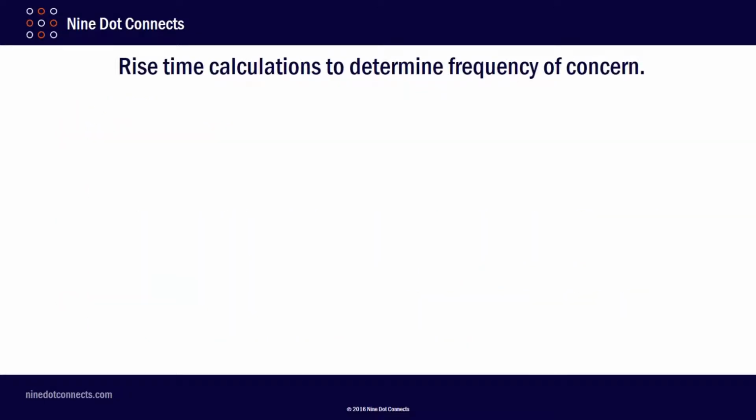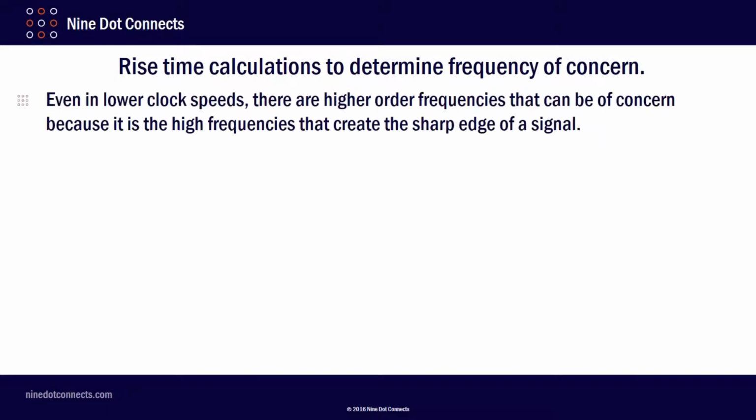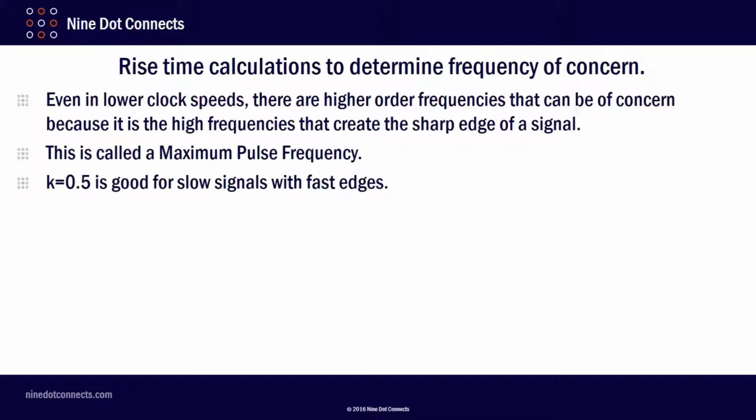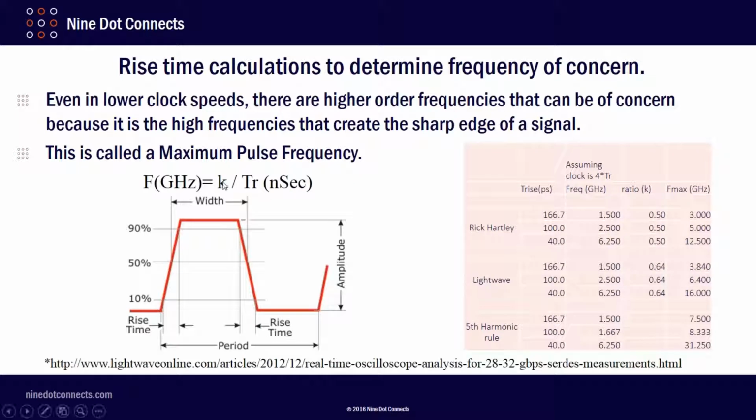So when we're talking about rise time calculations to determine frequencies of concern, if you're looking at lower clock speeds, you're going to ultimately want to know what higher order frequencies you want to be worried about that are creating that sharp edge. This is going to be called a maximum pulse frequency. Now I'm going to talk about this K value and how it's used, but just for now, understand K equals 0.5 is good for slow signals with fast edges. And if you'll notice here, K is in this equation for this maximum pulse frequency.